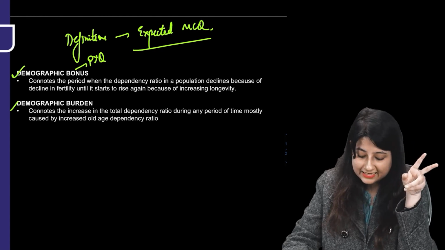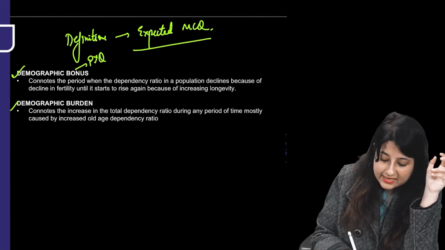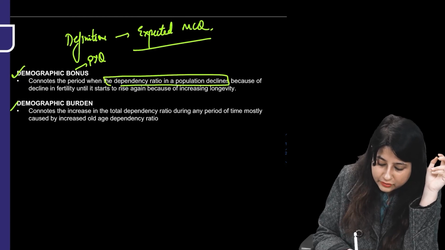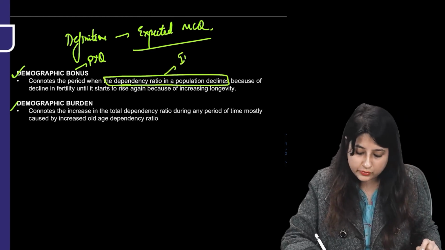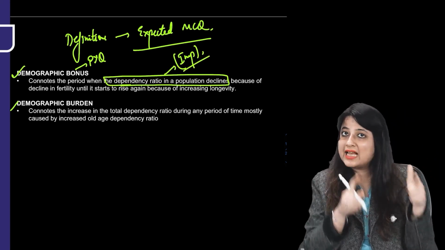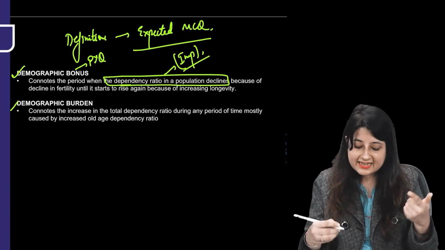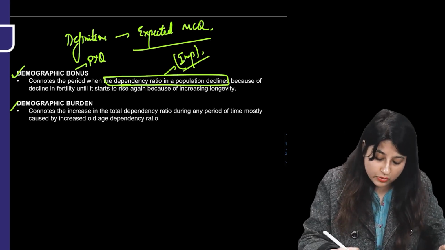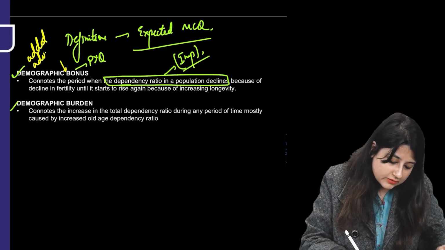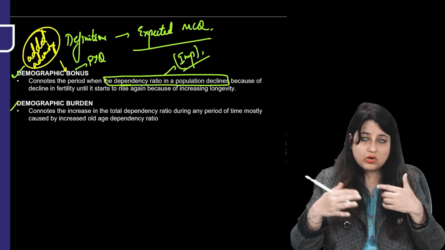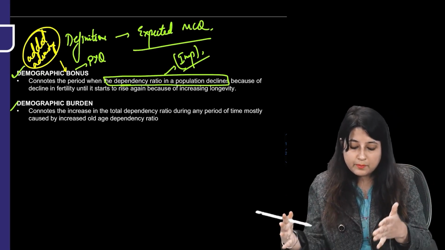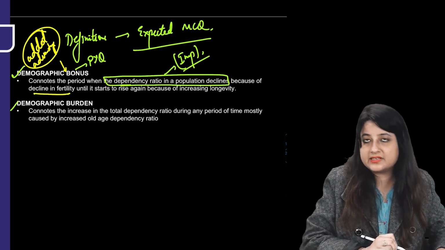Bonus means decline in dependency ratio. It connotes the period when dependency ratio in a population declines. This is important. So bonus means decline in dependency ratio. That's the bonus. If somebody asks you, bonus over here means added advantage. What is the advantage? The decline in dependency ratio because of decline in fertility.